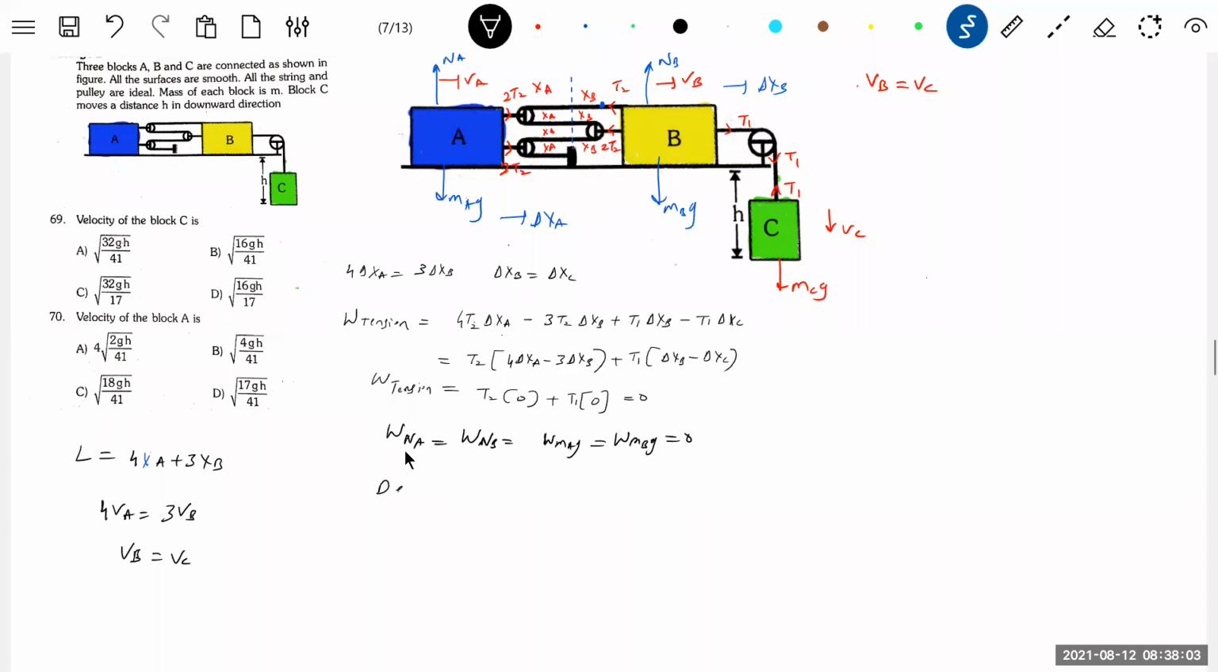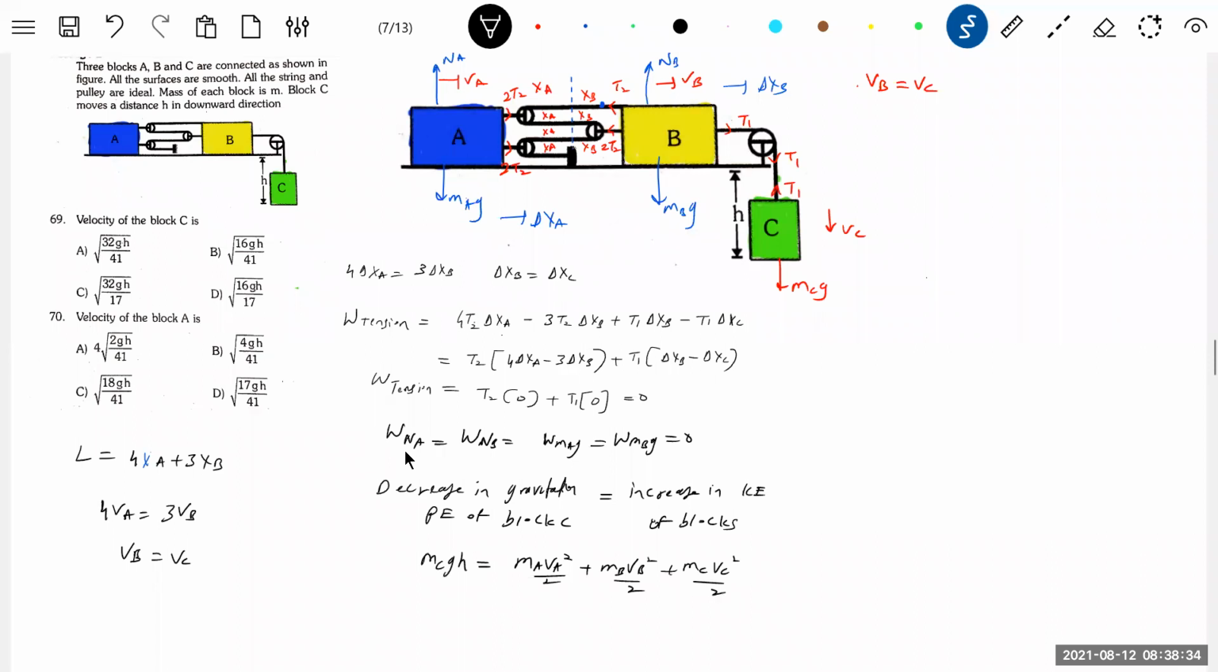So decrease in gravitational potential energy of block C is equal to increase in kinetic energy of blocks. Decrease in gravitational potential energy, mcgh, equal to ma va square, mb vb square. Mass of each block is m. Okay, that is there. So how are va and vb related? Substitute all, you'll get the velocity of block A and C.